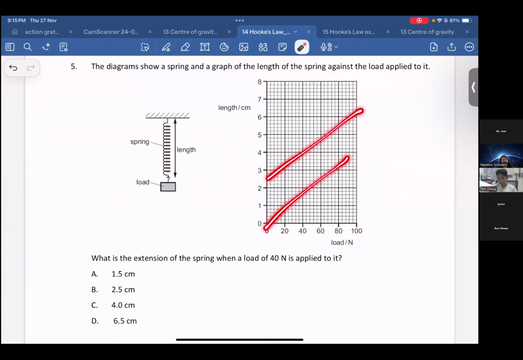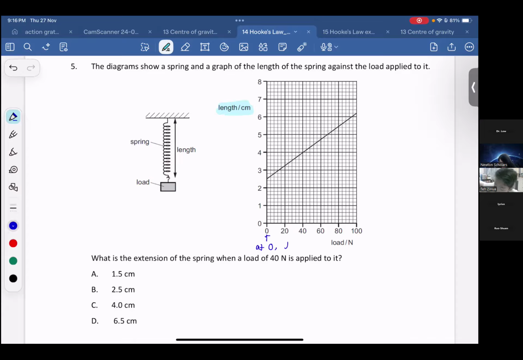Extension is when we already minus the original length. So you look at this. When the load is 0, what is your length from the graph here? 2.5 cm. So when the load is 0, the length is 2.5 cm. What is this length? Original length. That means that from here to here, this is the original length. They didn't minus it. What we learned just now, all is extension. It's already minus the original length. We already do the calculation for it and then we plot the graph.